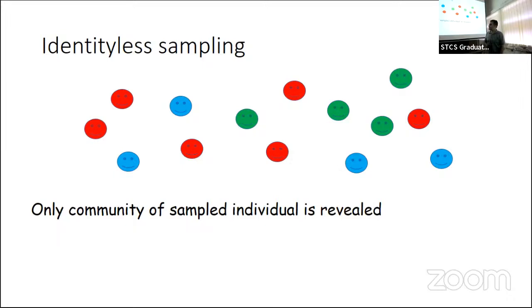This is the only way I can access the population. Right? So let me now tell you what the identity-less sampling model in this case is. As the name suggests, in the identity-less model, all we assume is that you come to know which community this particular sampled individual belongs to.